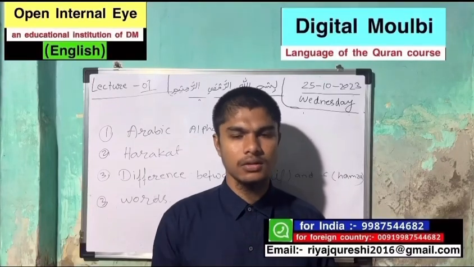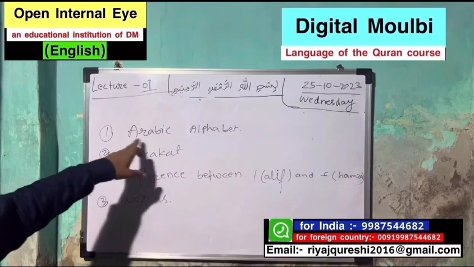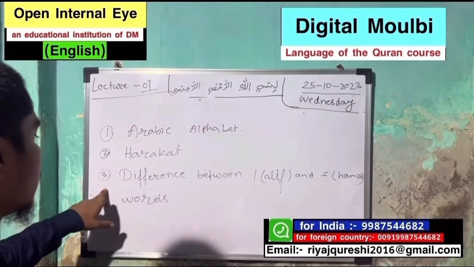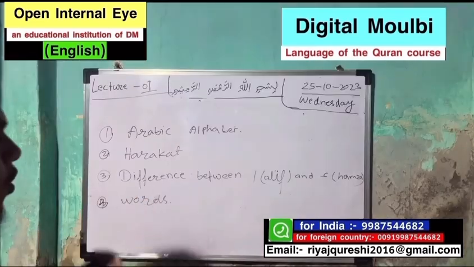This is our first lecture. In this lecture, we are going to learn 4 things. Number 1, Arabic alphabet. Number 2, Harakat. Number 3, difference between Alif and Hamza. And number 4 is words.